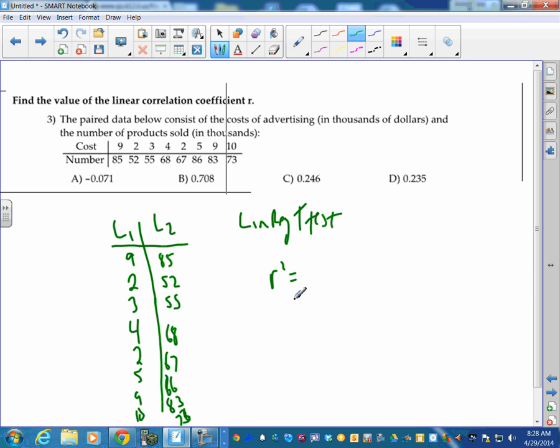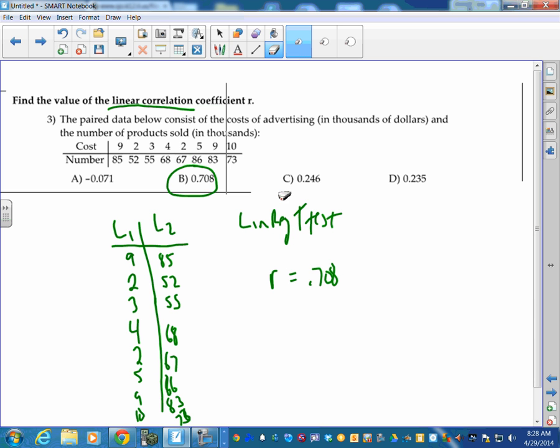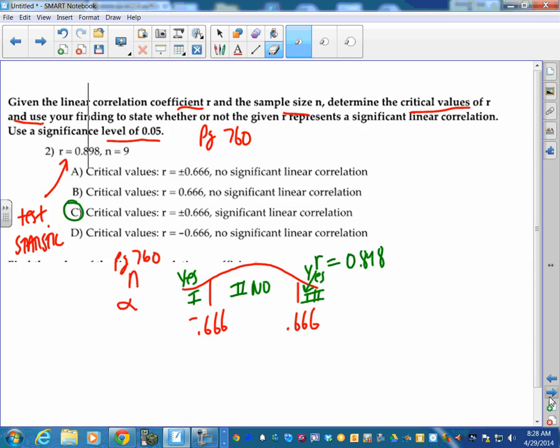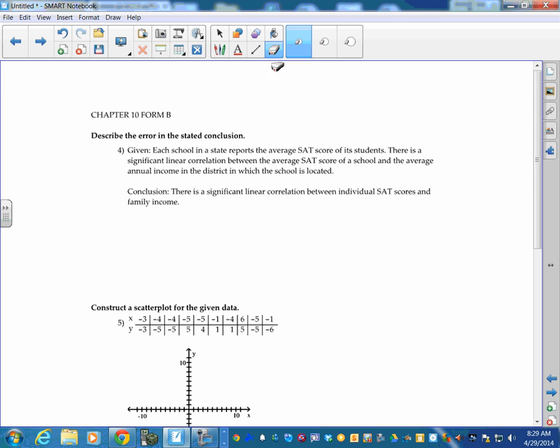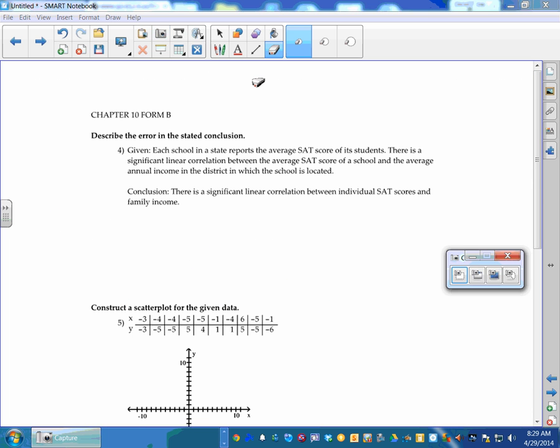All right, so what'd you get? 0.708. Anybody else? Good. LinRegTTest. You're looking for the R. You know you're doing LinRegTTest because it says linear correlation. Oh, R, sorry. There you go. Okay. All right. We'll use R squared later, but it'll tell you when to use it.